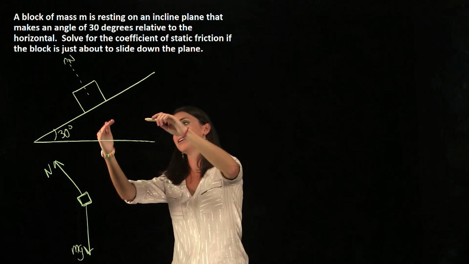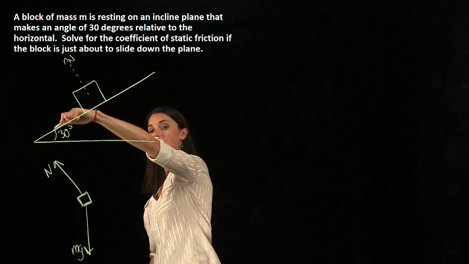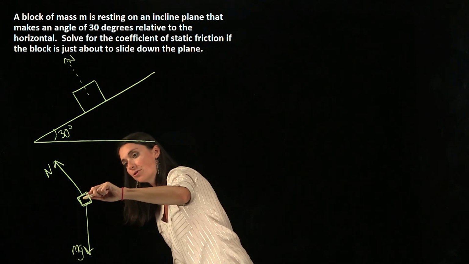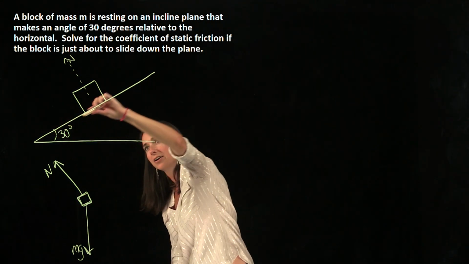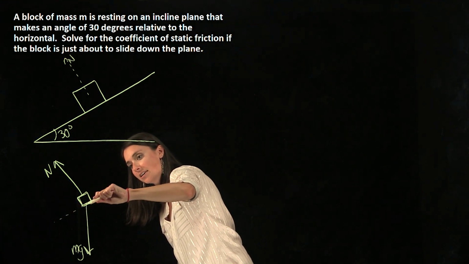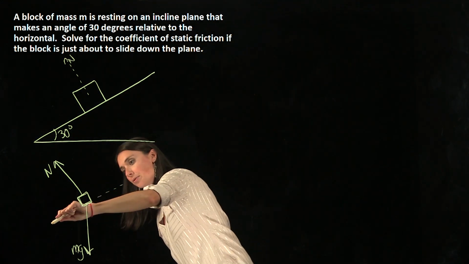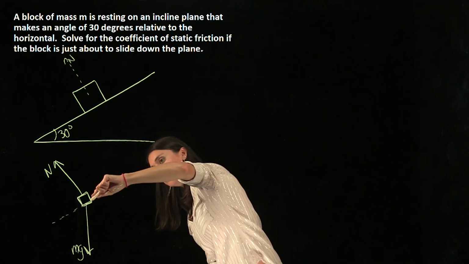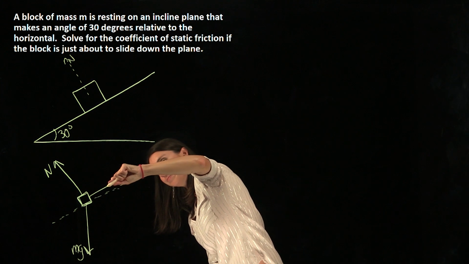So if we don't want to slide down the hill, friction is going to oppose that and push straight up the slope. I'm going to try to draw it parallel with that surface. I'm going to draw a little dotted line here to help me represent where my surface is. And then I'm going to draw that static friction in that direction.